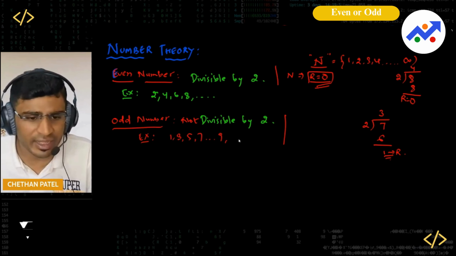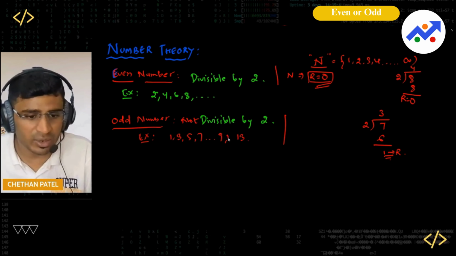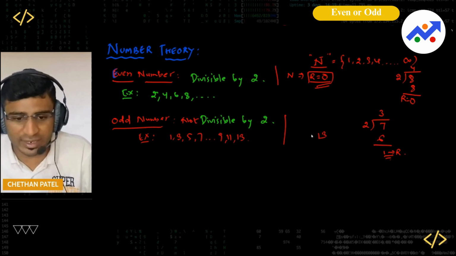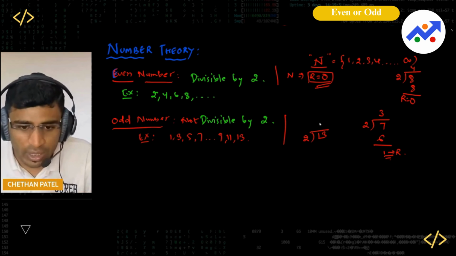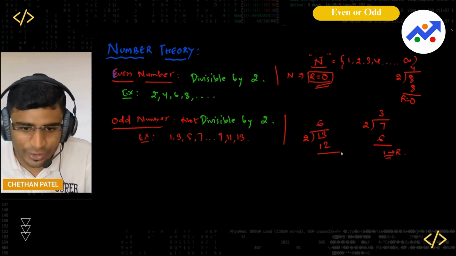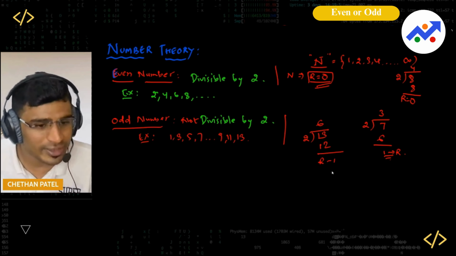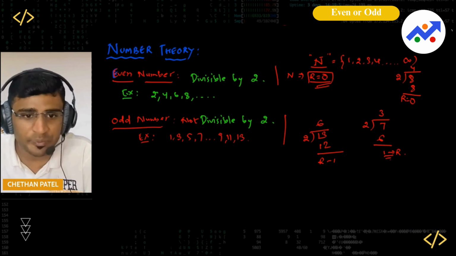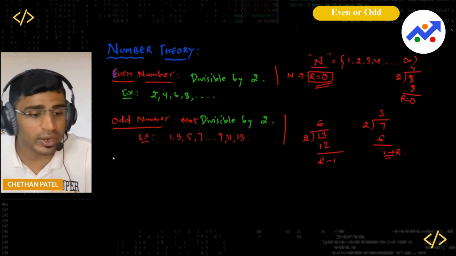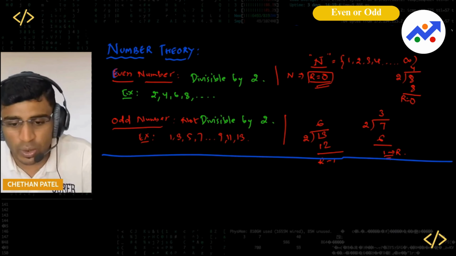Let's say we take 13, an odd number. If we divide 13 by 2, we get 2 sixes are 12, and again we get 1 as a remainder. Don't you think so? That's why it's better to use the same concept to write a code.